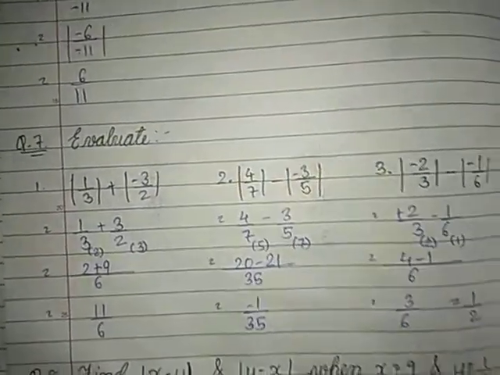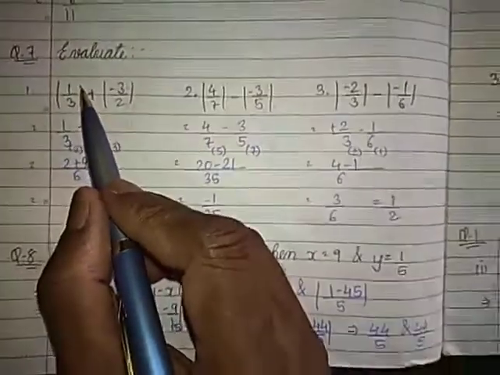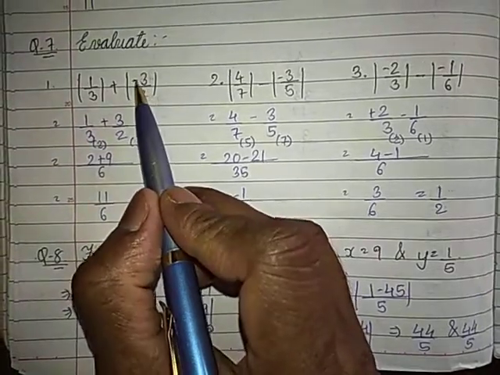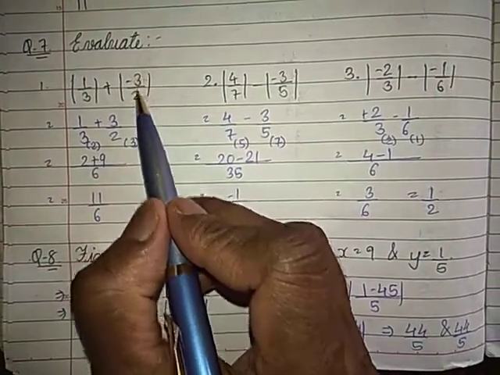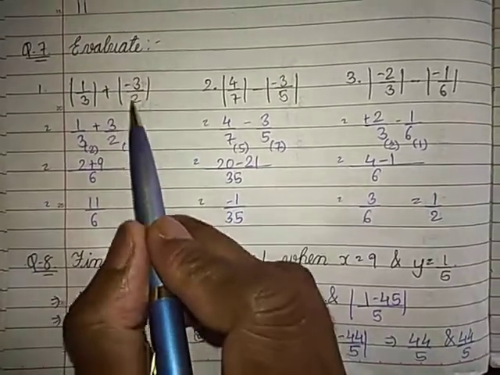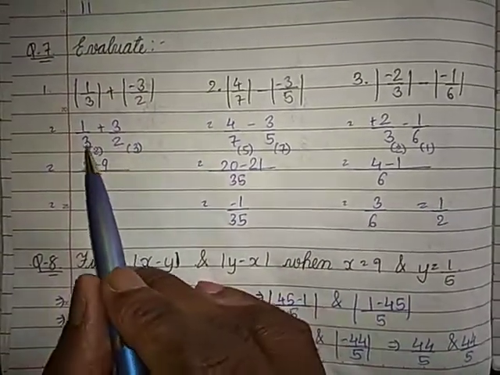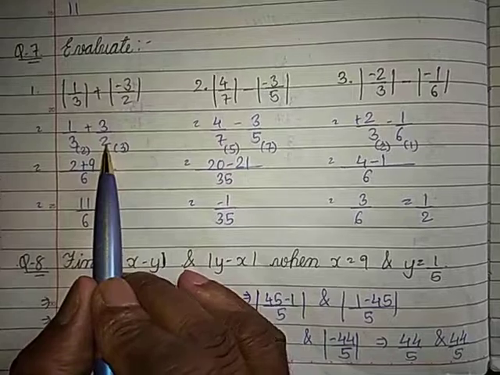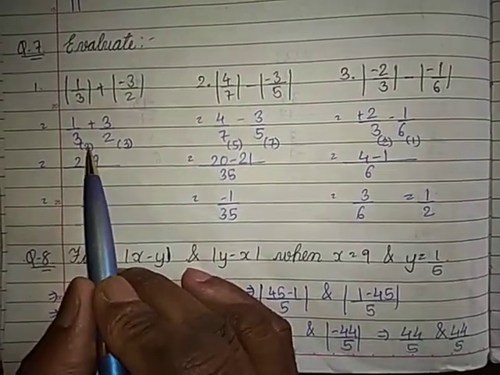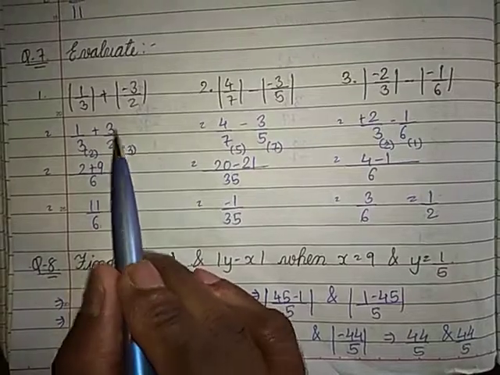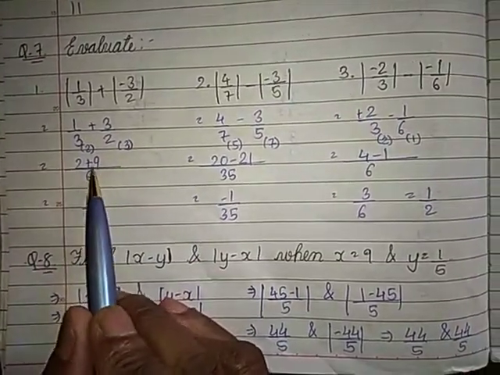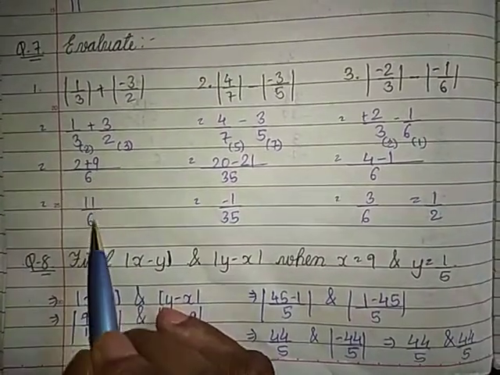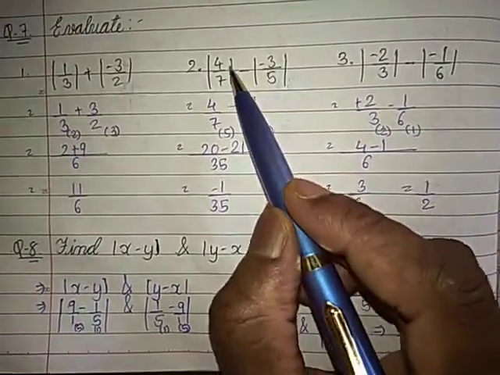Now evaluate. What is given? Mod. So 1 by 3, and the mod inside is minus 3 by 2. When it comes out from the mod, it will become plus 3 by 2. What is the LCM? 6. By which number will you multiply here to get 6? 2. By which number will you multiply here to get 6? 3. So multiply these up. 2 1s are 2, 3 3s are 9. So you get 2 plus 9 upon 2 3s are 6 as LCM. So 2 plus 9 is 11, so 11 upon 6.